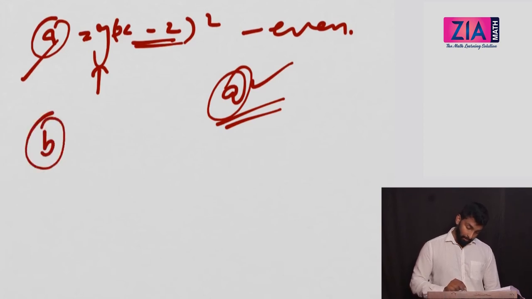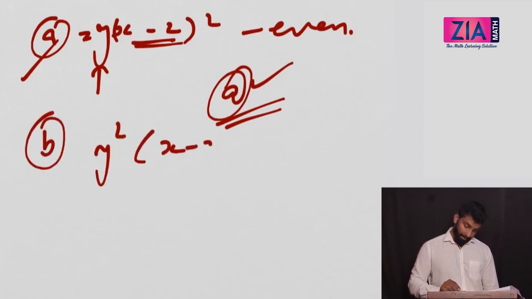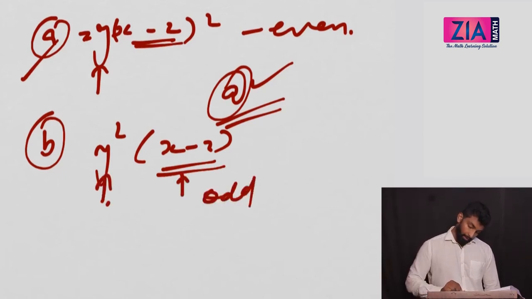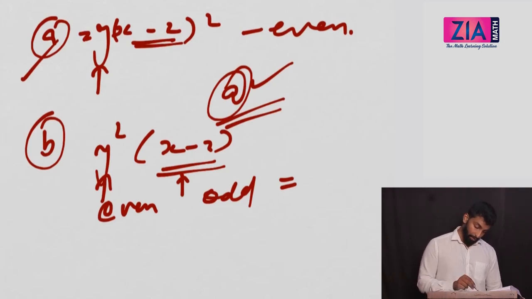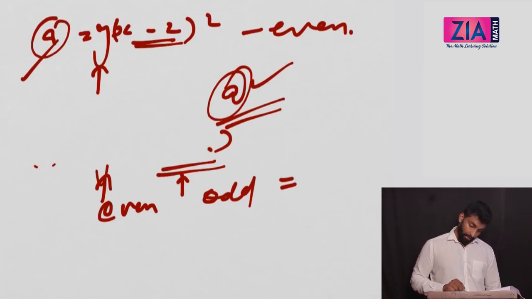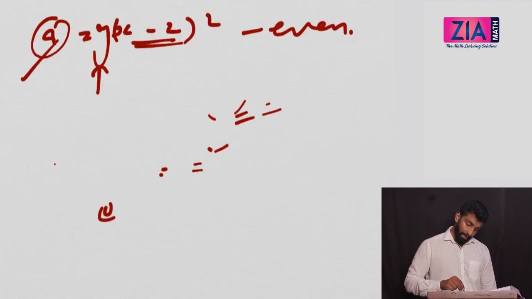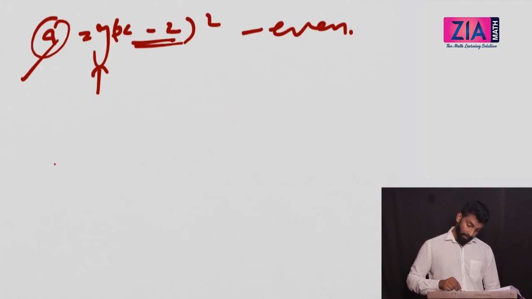If you check B, y square into (x minus z): x minus z, you know, is odd, and y square is even, so you will get odd, and that is correct. So B is correct. Now C is y into (x minus z). y is even, x minus z is odd, so you'll get odd, that is what is given.